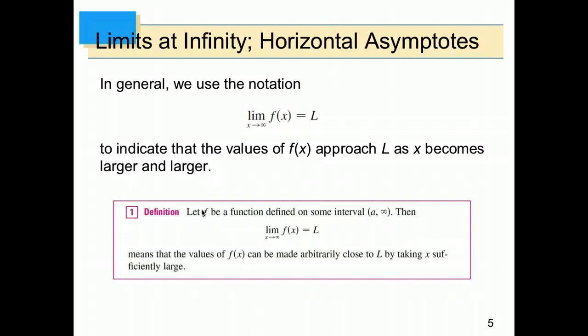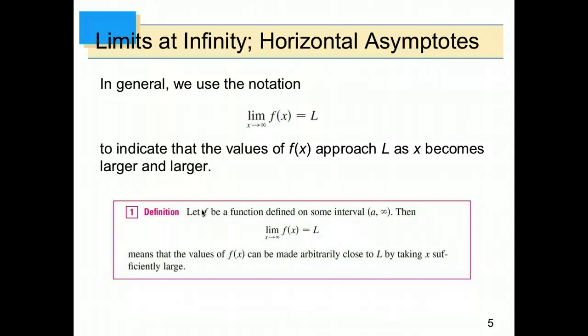In general, we use this notation. So we're looking at limits as x approaches infinity here. And we say that the limit as x approaches infinity of f of x is equal to L to indicate that the values of f of x approach L as x becomes bigger and bigger and bigger. And then here's our formal definition that we can state. So f can be a function defined on some interval from a to infinity. Then that limit as x goes to infinity of f of x equals L means that, once again, the values can be made arbitrarily close to L by taking x sufficiently large.